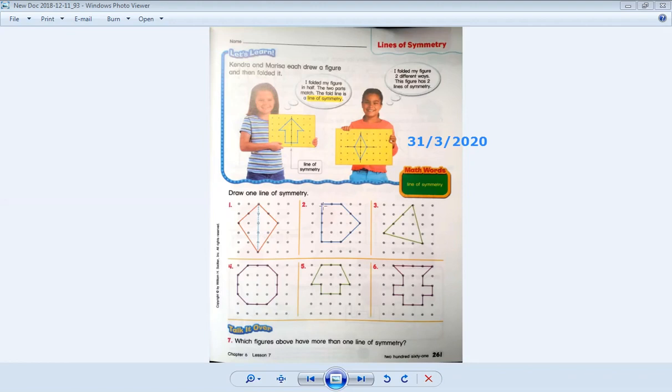Here, what do you think? This is a pentagon. 1, 2, 3, 4, 5. 5 sides. So the line of symmetry that I can draw, if I draw one like that, what do you think? No, this is not a line of symmetry. It doesn't divide it into two matching halves. So if I draw one like that, what do you think? Yes, this is a line of symmetry.